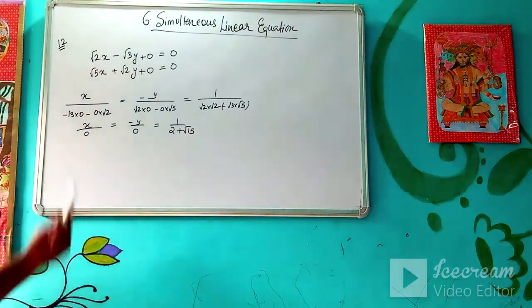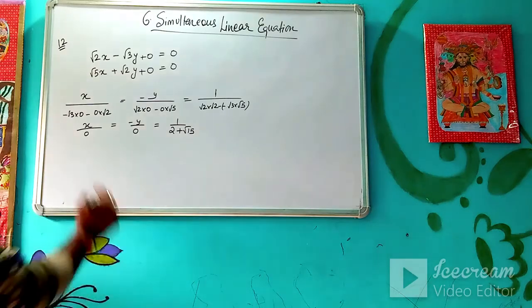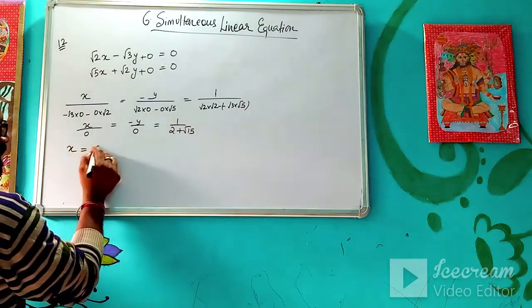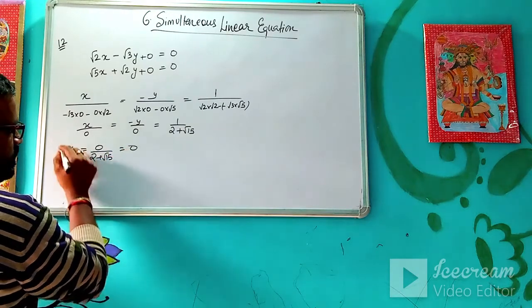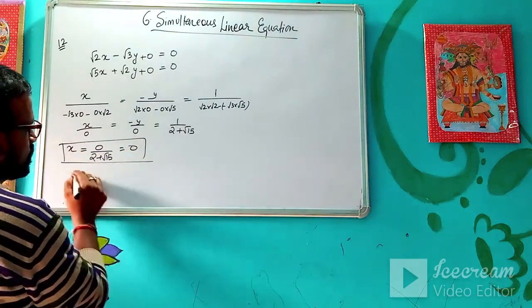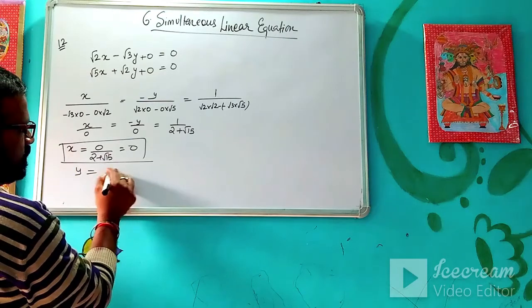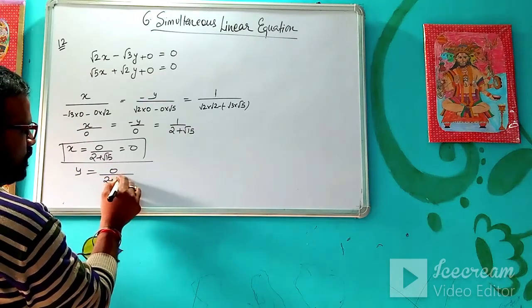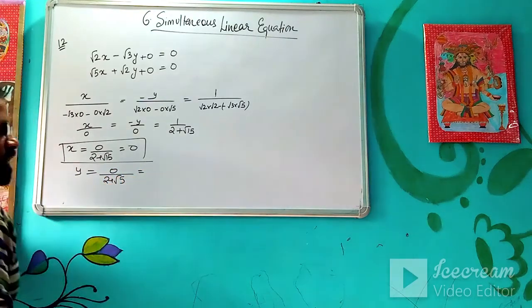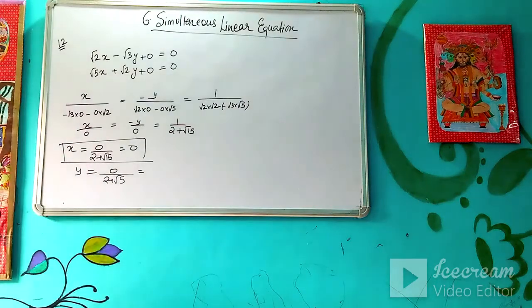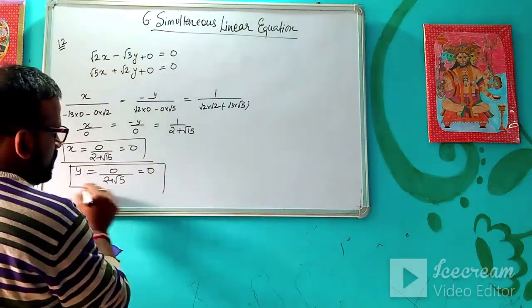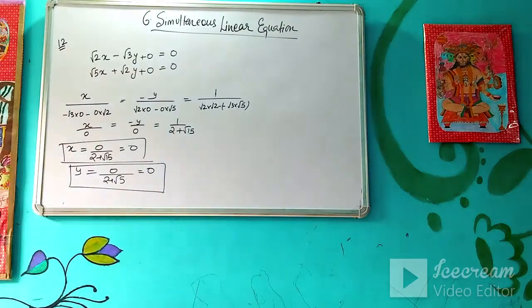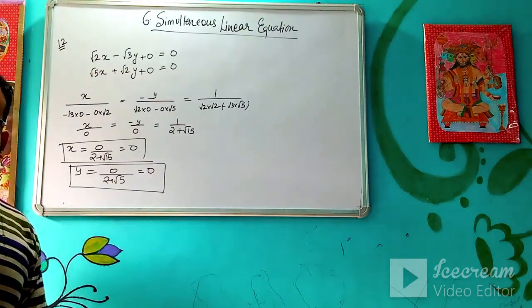Since we cannot write the things like this, x upon 0, so what is x? x will be 0 upon 2 plus root 15, that is 0. And y is also 0 upon 2 plus root 15, and if anything divides the 0, answer will be 0. So this is my answer, x is 0 and y is 0.